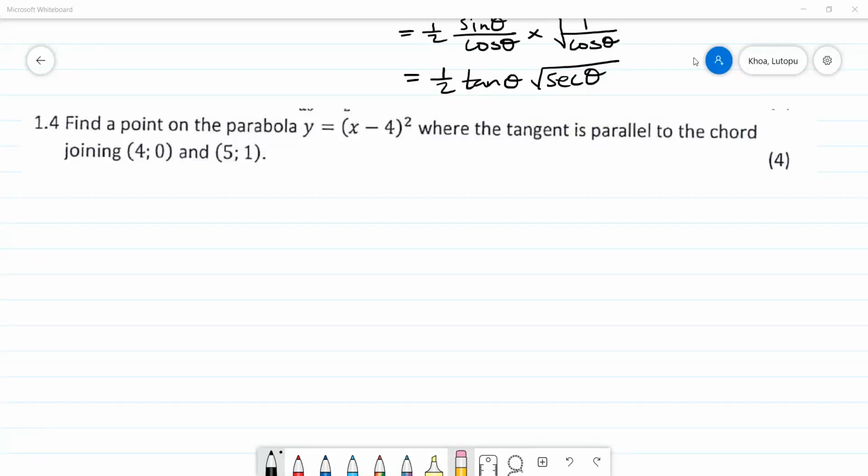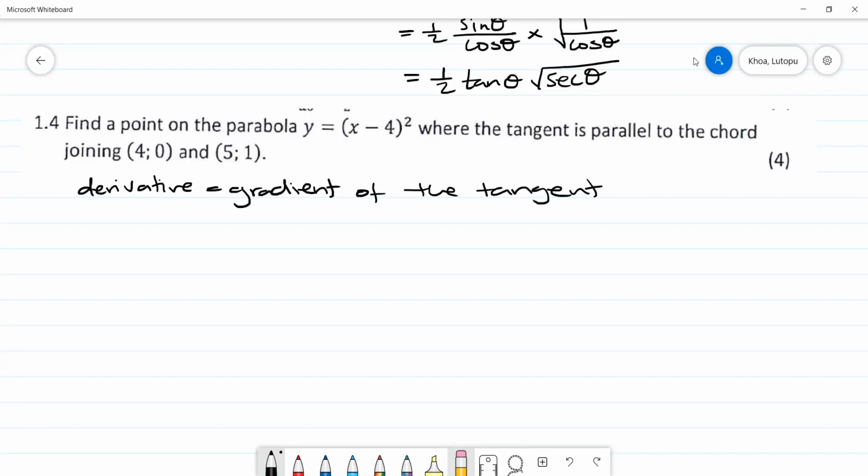Okay, and that is how you prove that that is the derivative. Next question. Find a point on the parabola y is equal to x minus 4 squared, where the tangent is parallel to the chord joining this line. Now, what we know about the derivative is that the derivative is the gradient of the tangent line. That is the definition of the tangent line at a point on the curve.